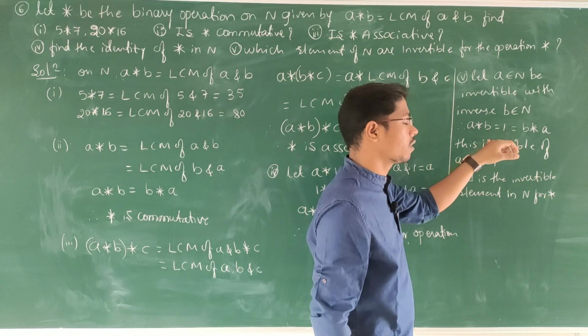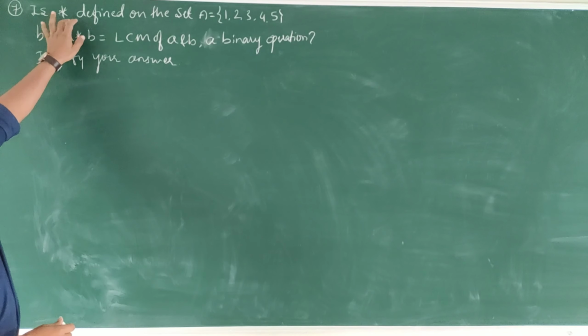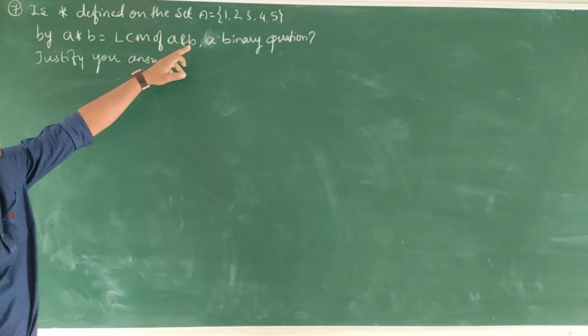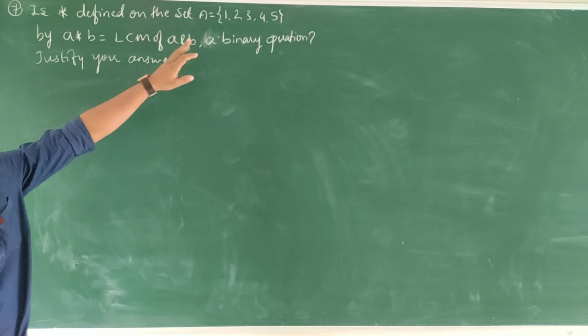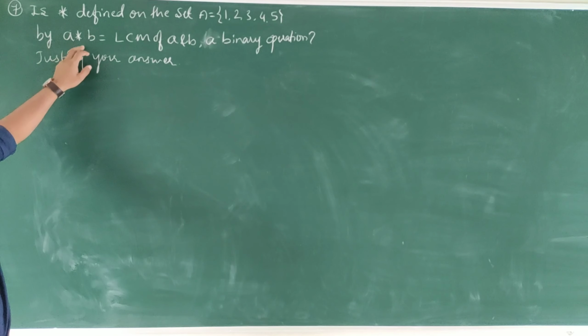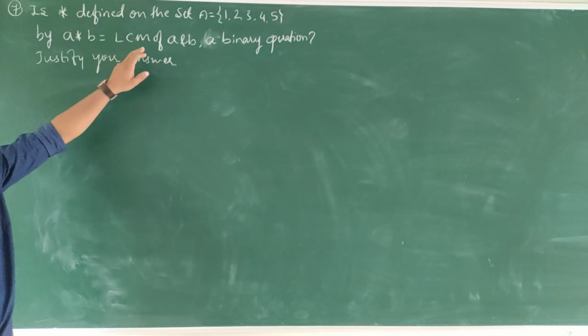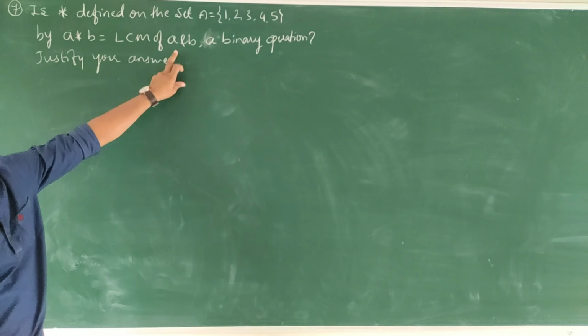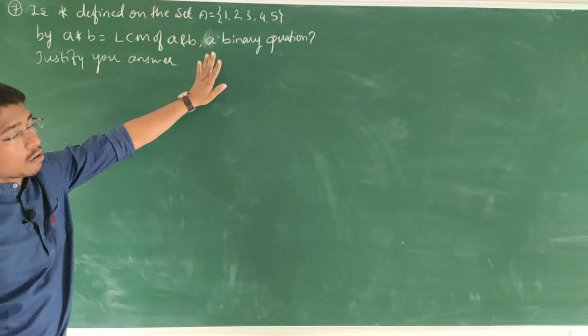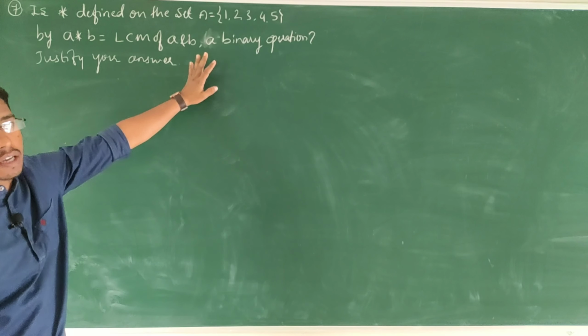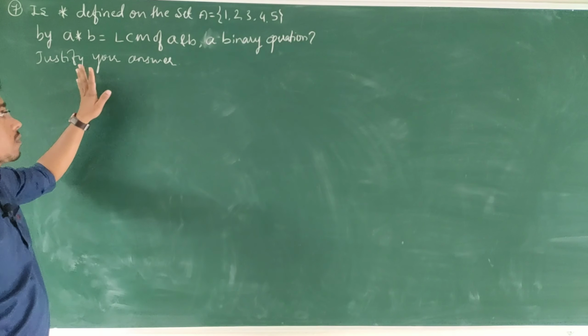Fifth question, see the next question. Is star defined on the set A equal to {1, 2, 3, 4, 5} by a star b equal to the LCM of a and b? Is star a binary operation? First we have to check, is star a binary operation? Justify your answer.